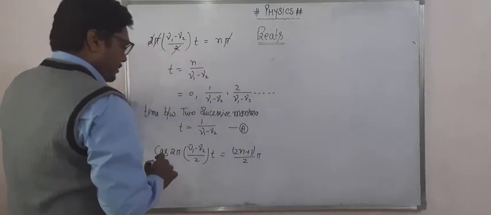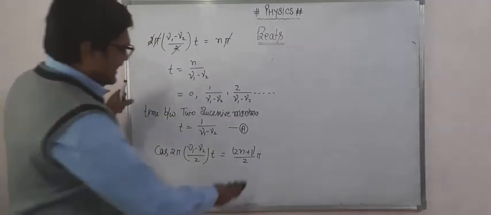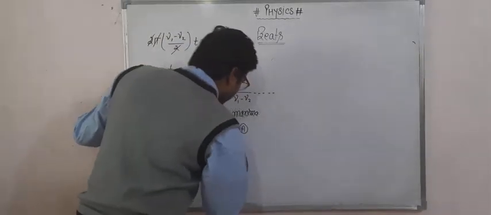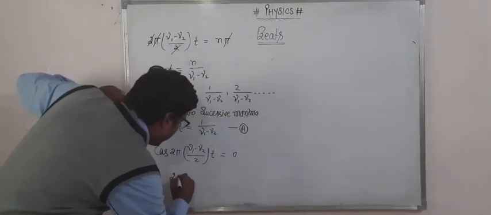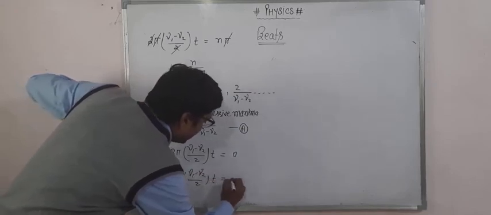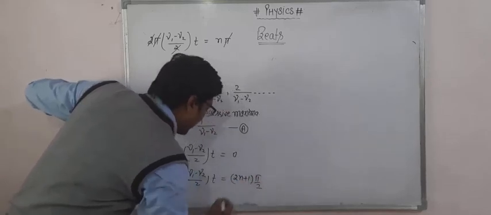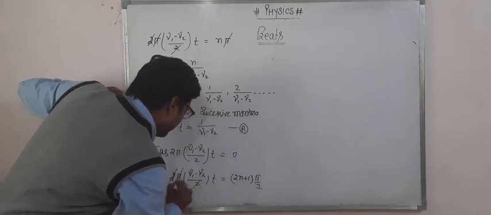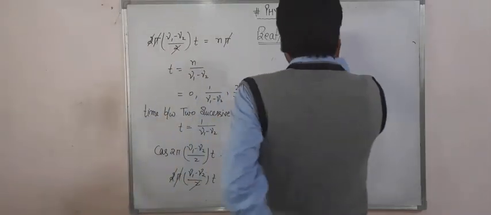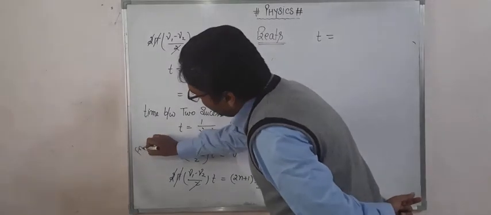Sorry, I was writing it wrongly. This will be 0, that is why it is in terms of pi by 2. So 2 pi (nu1 minus nu2)/2 into t will be (2n plus 1) pi by 2. The 2 pi cancels. So finally you get the value of t for the minima.